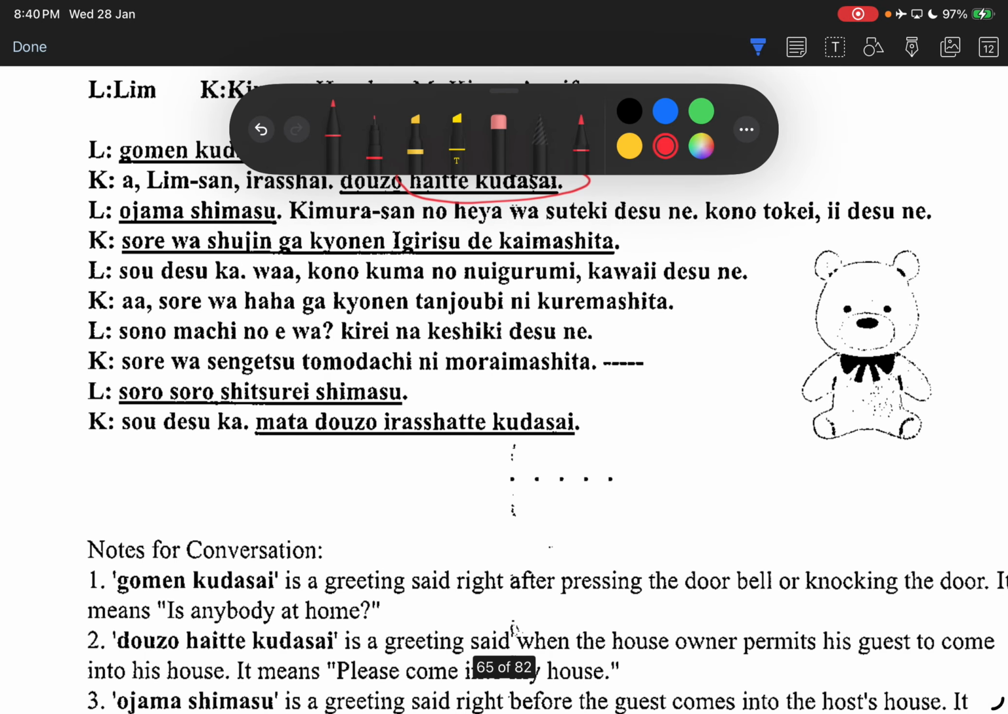K replies, それは母が去年誕生日にくれました. So 誕生日に, this ni particle, remember we actually learned one of it in 9月に, right? In lesson 7 we learned 9月に means in September. So 誕生日に means during birthday. During September, during birthday. So same meaning here. So 去年誕生日に, last year during birthday, くれました.